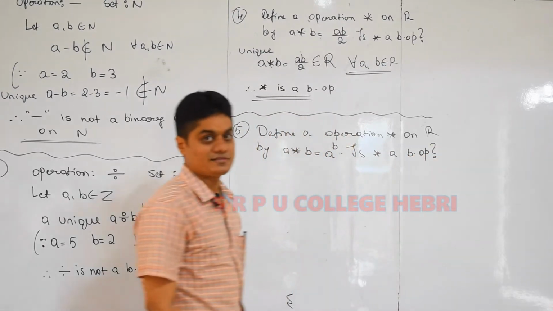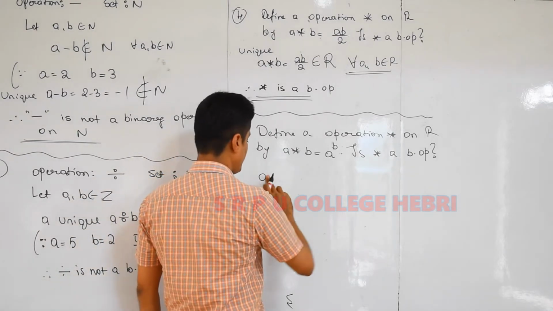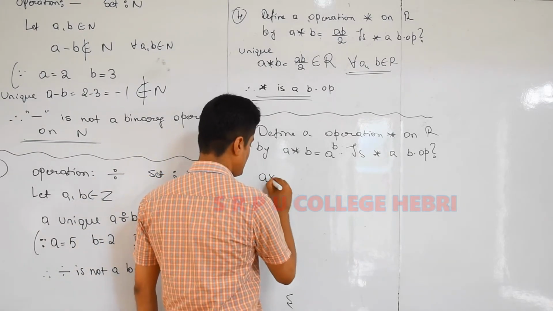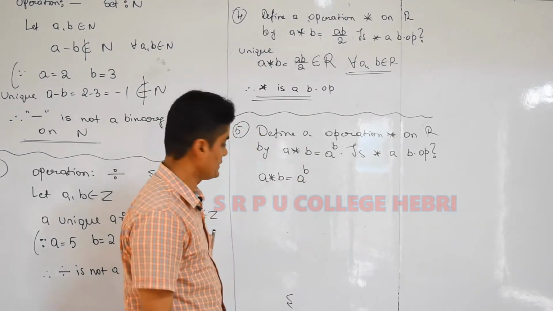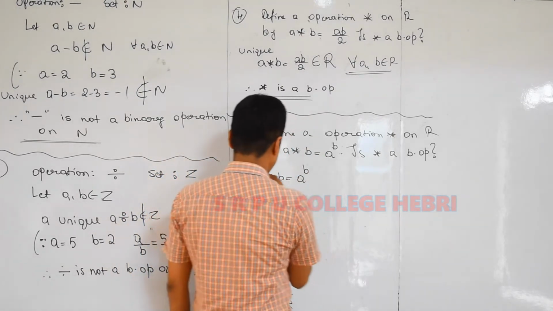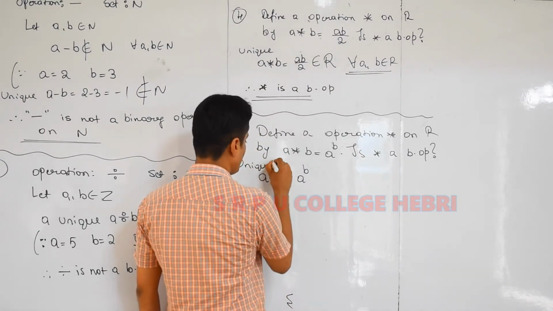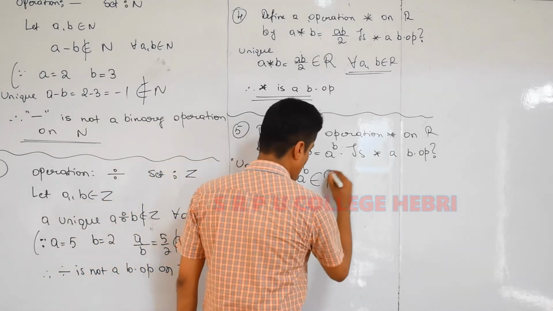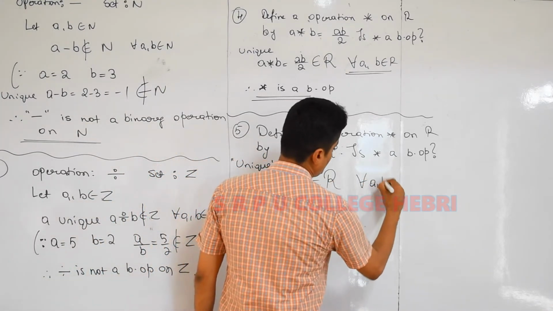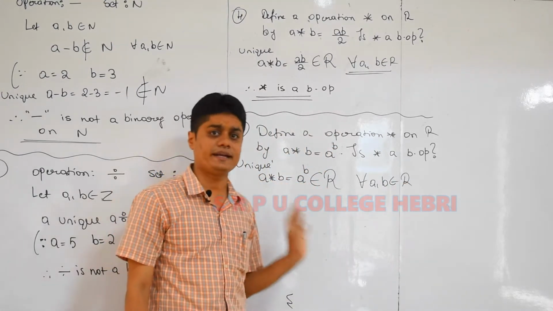One more question. Is star a binary operation or not? Same procedure. Take a star b is equal to a to the power b. Now the question comes: uniqueness is not an issue, but whether this belongs to R for all a, b belonging to R. If this is true always, then it is a binary operation.